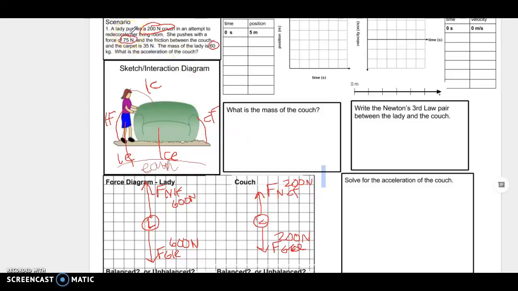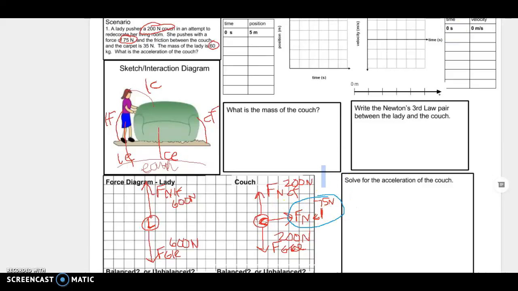So if the lady is pushing the couch, who is feeling it? Right? The couch is feeling it. So that is a force that goes on the couch diagram. So there's a normal force on the couch from the lady of 75 newtons. Okay, because the couch is feeling that. All right, that's a pair because see, I have L and C as my feelers here, and here's L and C as my feeler-dealer pair. So I know that this is going to be my pair.